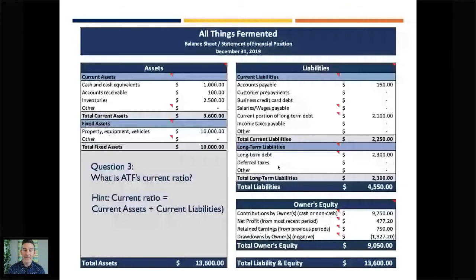So if you haven't found them, they are here. Current assets and current liabilities. And I'll do the math for you. You're taking 3,600 and dividing by 2,250. And you end up with a current ratio of 1.6.